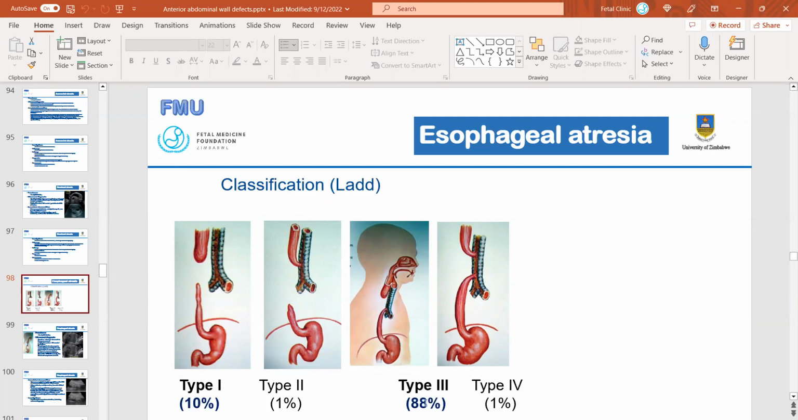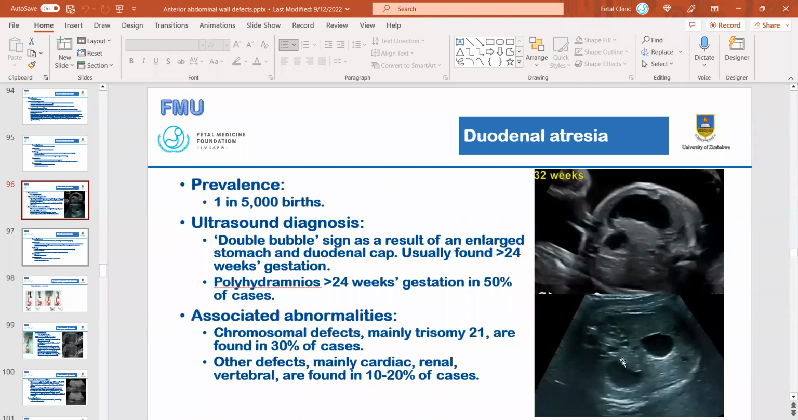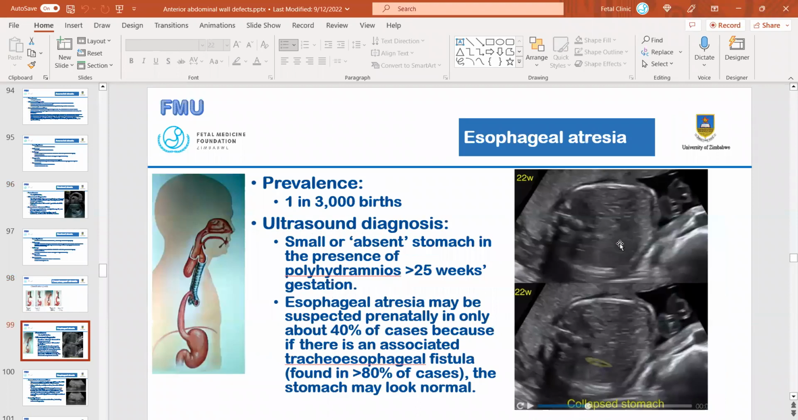About 90% of them are missed prenatally. So do not punish yourself if you miss them. It's not just in Zimbabwe, but globally they are missed because these ones will show you the stomach. Nobody will know that there are these fistulas inside. All right, so that's esophageal atresia. As far as esophageal atresia, you can see, you don't see the stomach here. This is one of our other cases. The stomach was collapsed here, totally collapsed stomach, and here there's no stomach at all.